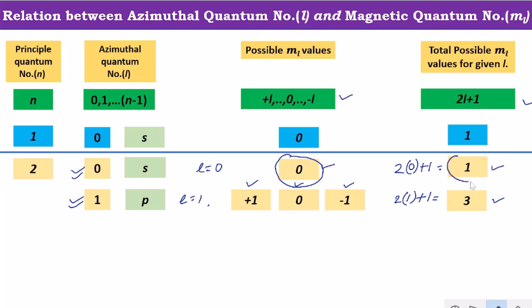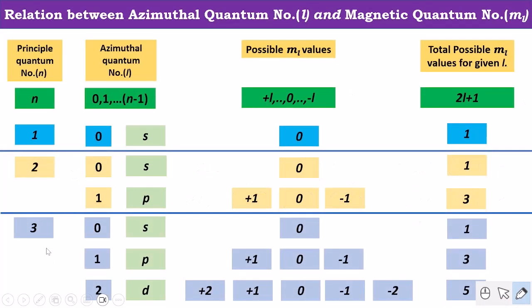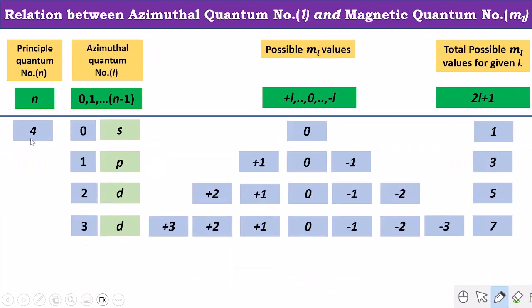Therefore, I have written 1. And in this case, there are three possibilities, 1, 2 and 3. So therefore, I have written this 3. So in this way, anyone can write the answers of these values. Similarly, we can calculate the values of azimuthal quantum number and possible ML values for n is equal to 3. Similarly, we can calculate these values for n is equal to 4.